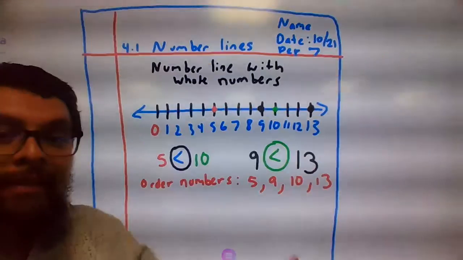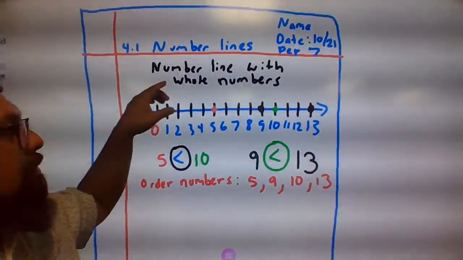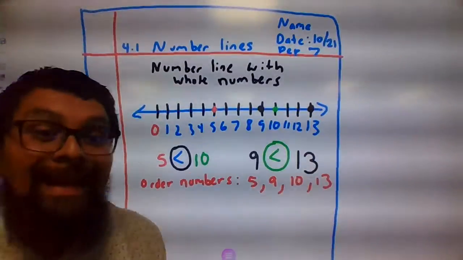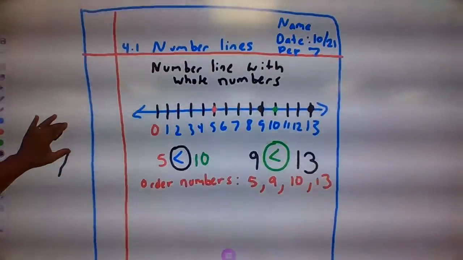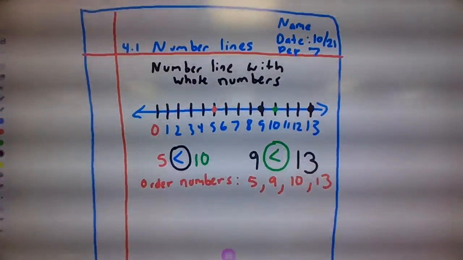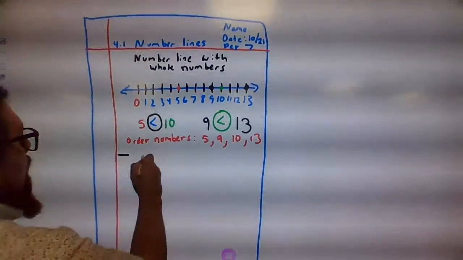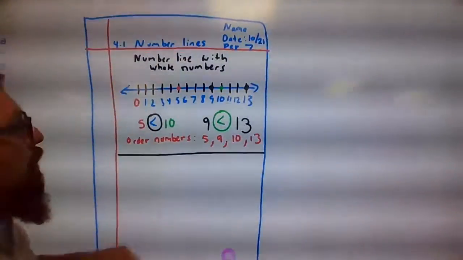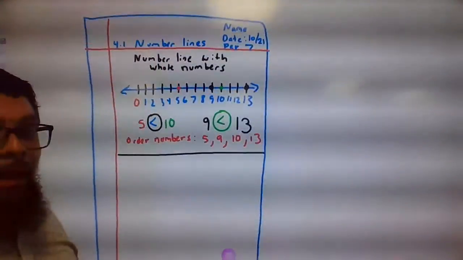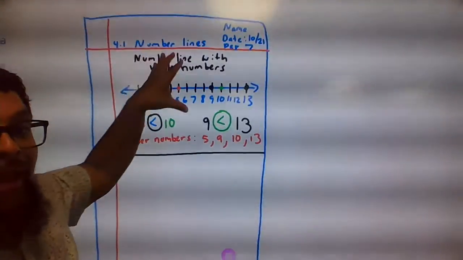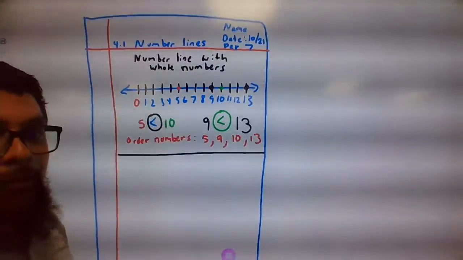In the next video, we're going to work with the number line with decimals. You're going to continue right here, on the bottom, and make your line right here. We'll continue on the next video with the number line with decimal numbers. Now, I want you to copy this, and on the next slide, post a picture of it. Thank you.